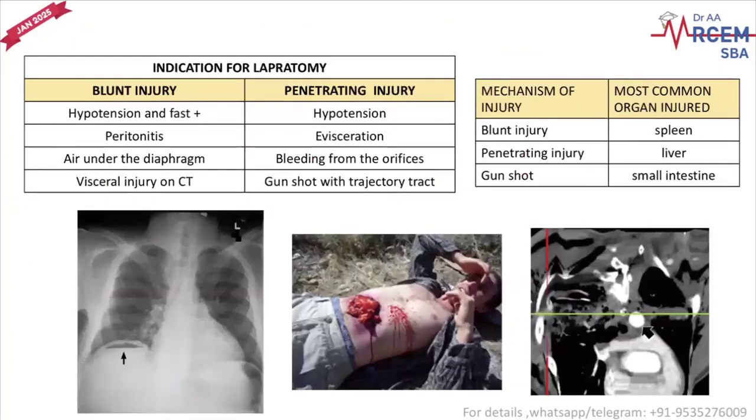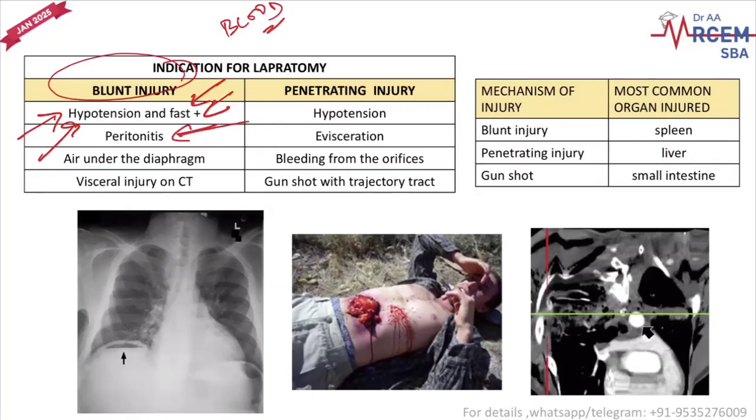What are the indications for laparotomy? If it is a blunt injury, the patient should have hypotension, and on FAST scan you should be able to show free fluid is present. You have done a FAST scan. If it is positive, that means free fluid is present. In a trauma case, you need to always consider this fluid to be blood. If FAST is positive and the patient is hypotensive, then you will involve the surgeons, and this patient requires immediate laparotomy.